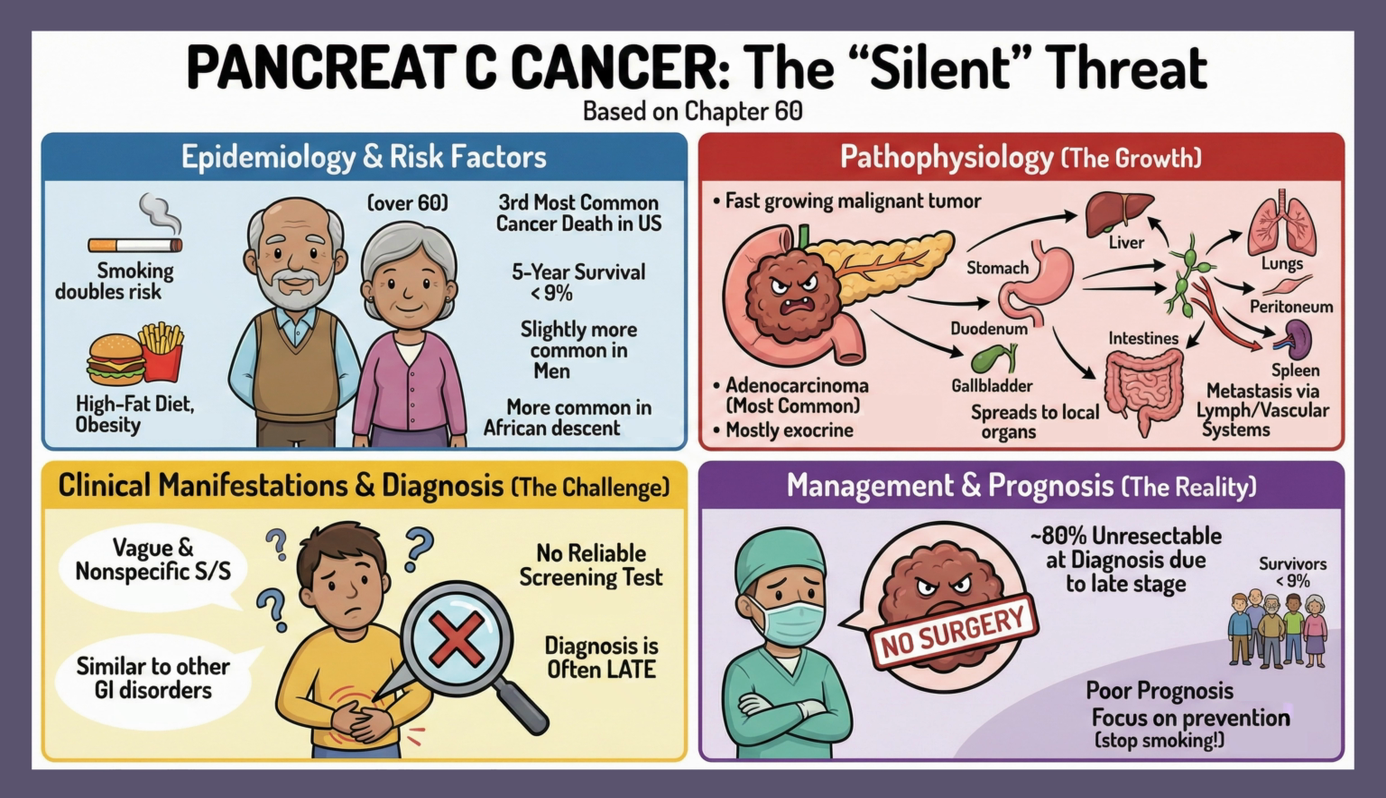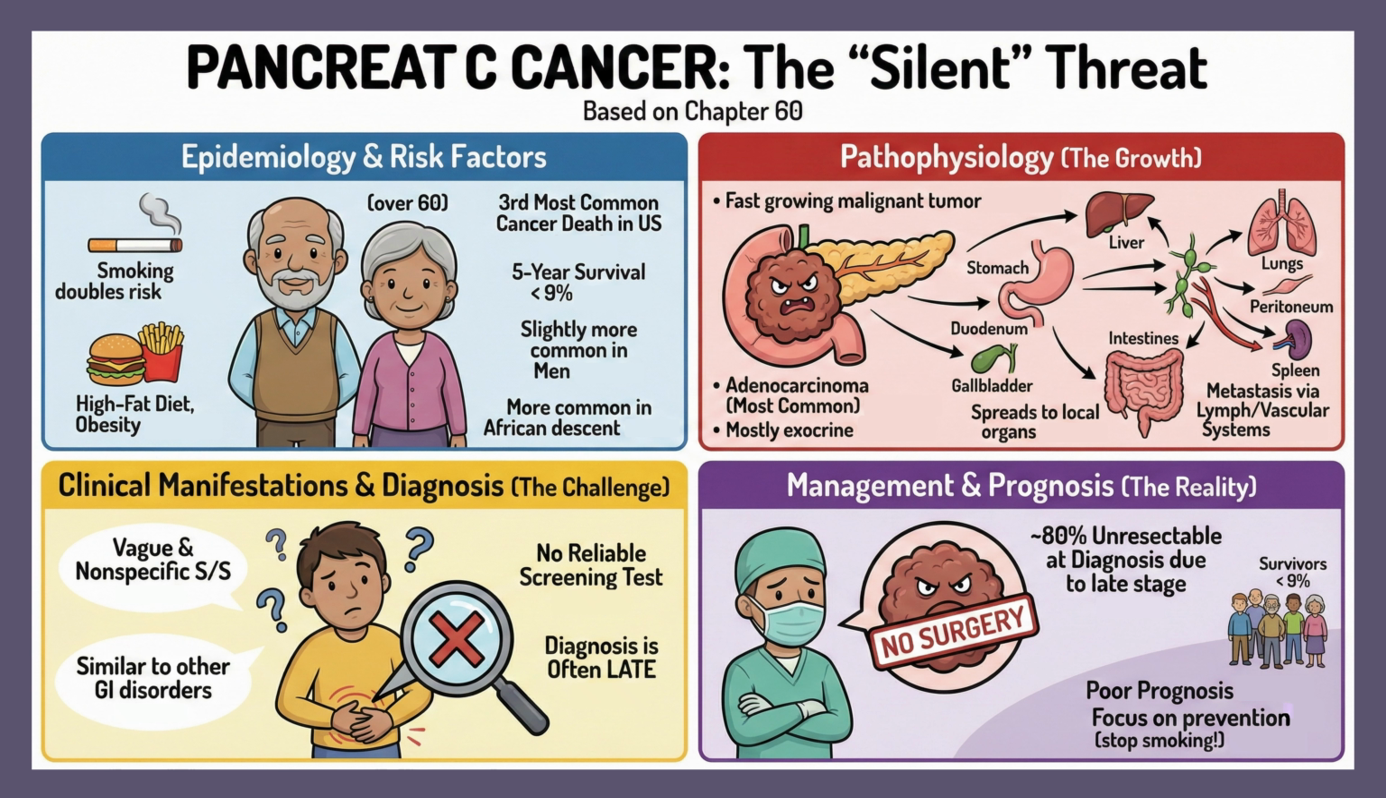The tumors are characterized by rapid growth and early metastases to adjacent organs such as stomach, duodenum, gallbladder, liver, and intestine, as well as distant sites via the lymphatic and vascular system like lungs, peritoneum, spleen. While the exact cause of pancreatic cancer remains elusive, a strong association exists with several modifiable risk factors.